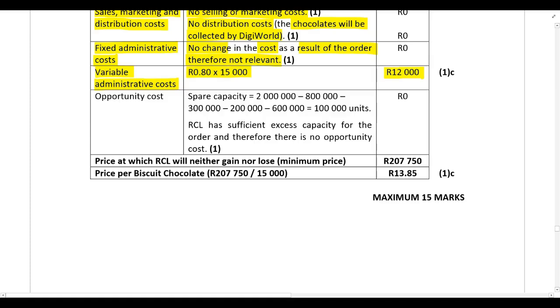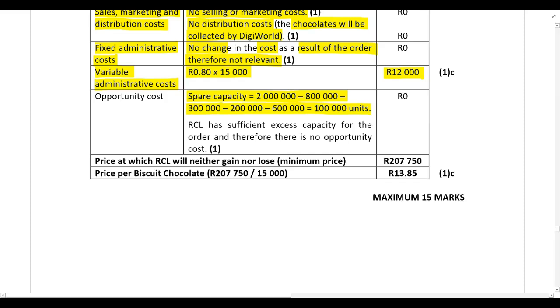The maximum production capacity is 2 million units. They want to produce 800,000 units of milk chocolate, 300,000 units of dark chocolate, 200,000 units of white chocolate, and 600,000 units of top deck chocolate. So that means they have spare capacity for 100,000 units. This order is for 15,000 units. So they have sufficient capacity to fulfill this order plus all of the existing sales, and even after this order they will still have spare capacity for another 85,000 units. So as a result of that, there is no opportunity cost.